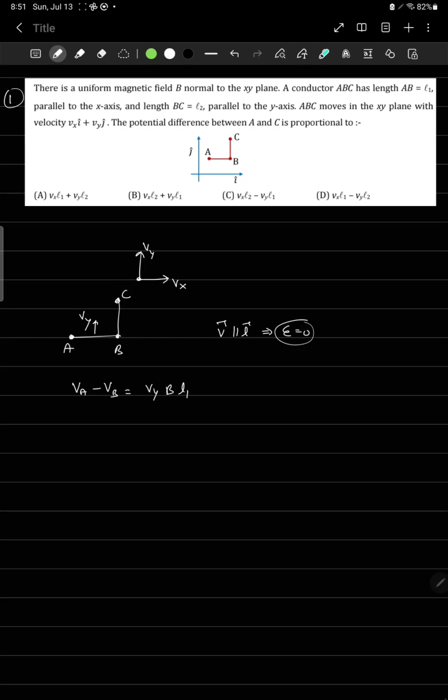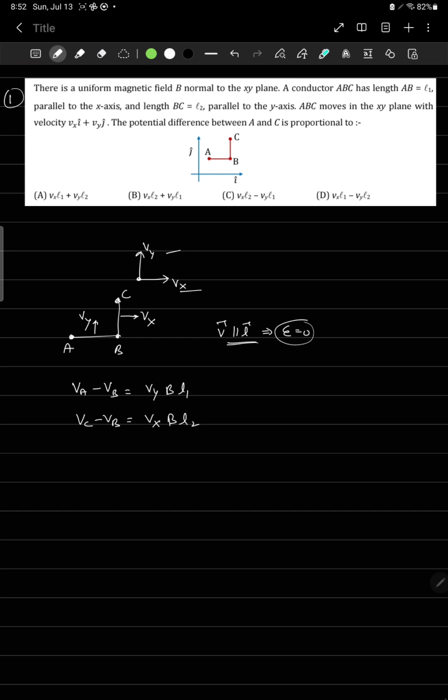Okay, now just focus on BC. The BC wire is again moving with Vx and Vy. This time, because of Vy, there will be no induced EMF across BC, because again that condition is there. So we see Vx only. This one is moving with Vx, so this time C will be at high potential and B will be at low potential. So Vc minus Vb is equal to Vx BL2.